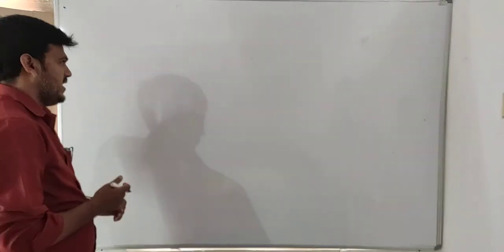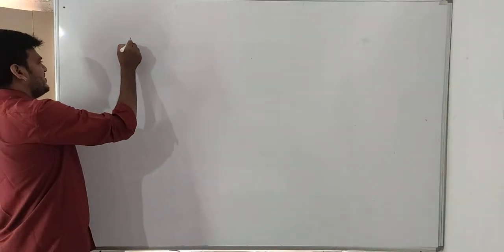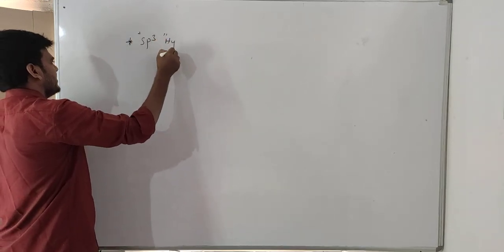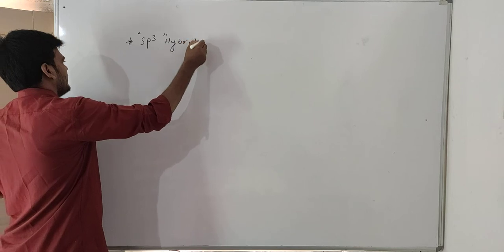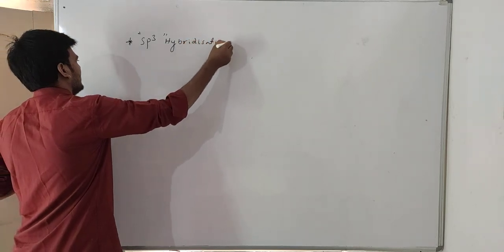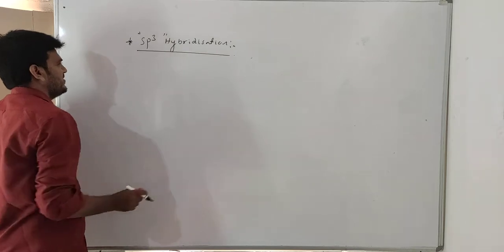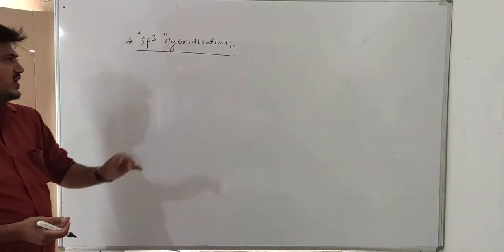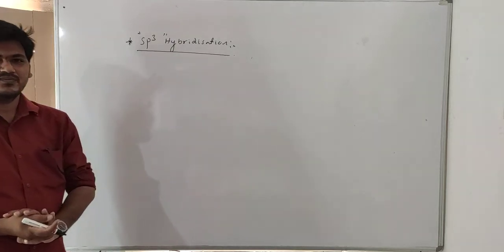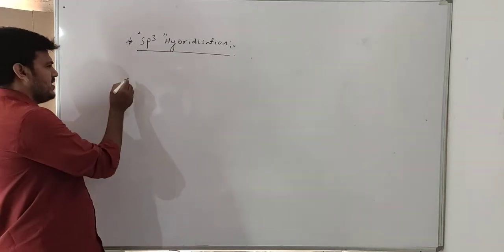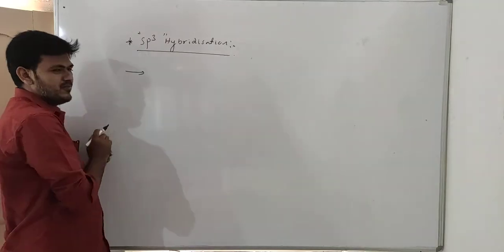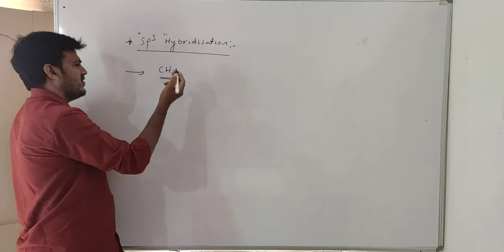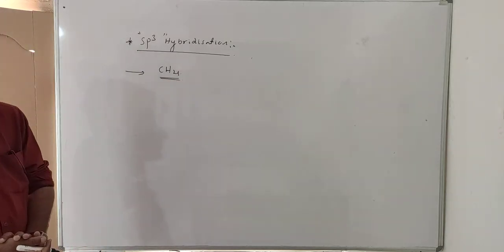So next one, SP3 hybridization. First one is SP hybridization, second one SP2 hybridization, and third one is SP3 hybridization. So what is meant by SP3 hybridization? The best example of SP3 hybridization is methane, formula CH4.